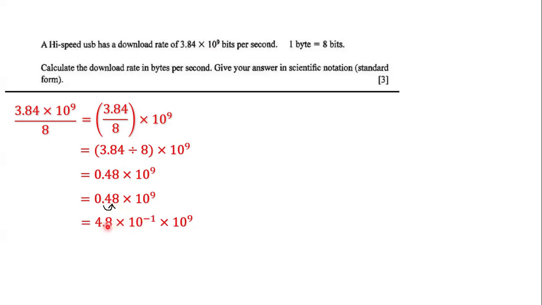And so what we have is 4.8 times 10 to the power of negative 1 multiplied by 10 to the power of 8, which we brought down. These two terms have the same base. Whenever you have two terms that have the same base and you are multiplying them, you have to add the powers. And so what we have here is 10 to the power of negative 1 plus 8. And negative 1 plus 8 is definitely positive 7. And so what we have is 4.8 times 10 to the power of 7. And this is in scientific notation. And this is the answer to our question.